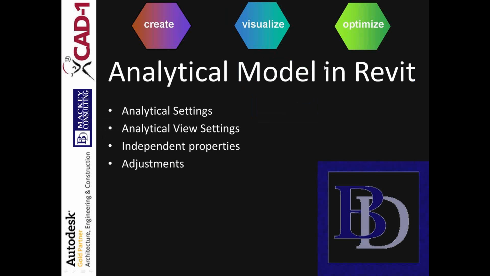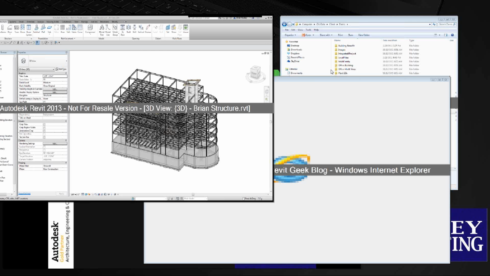We're going to get into the analytical modeling in Revit. A little bit of flexibility going on here. We'll get into some of the settings you have for analytical, some of the settings you get for views, the independent properties of each individual element, and then how we can start going through and adjusting those. So with that said, I'm going to jump right into Revit and get into the presentation.